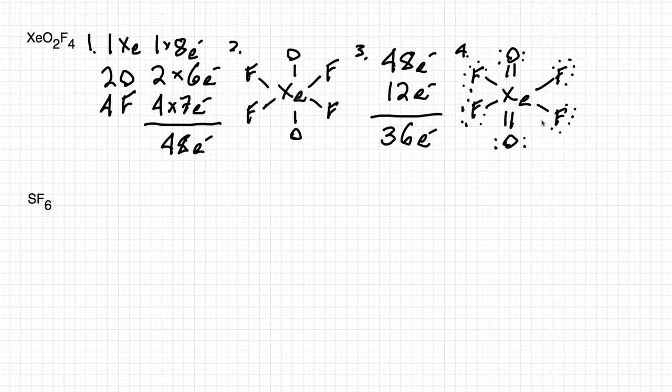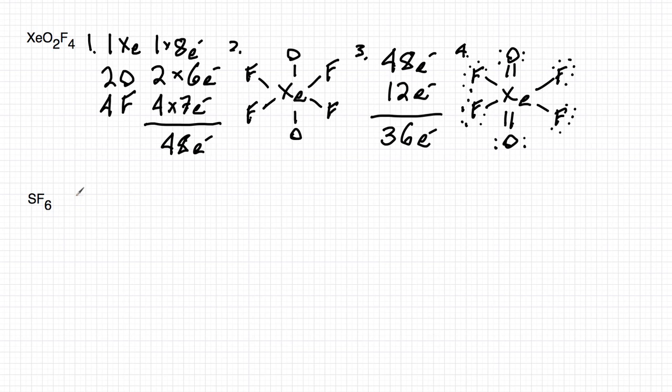And the advantage to this structure is that you don't have any formal charges. If you leave the double bonds off, then you're going to have a formal charge on the xenon, a big one, +2, and a formal charge on each of the oxygens. Whereas with this, you get nothing. There's no formal charges. Okay, for our last example, this is sulfur hexafluoride.